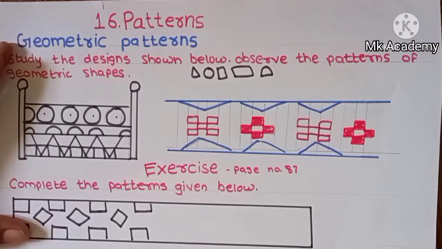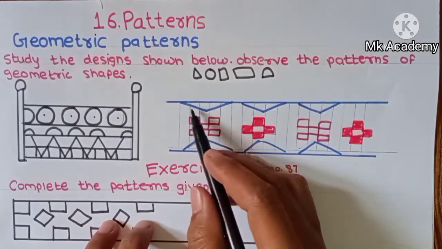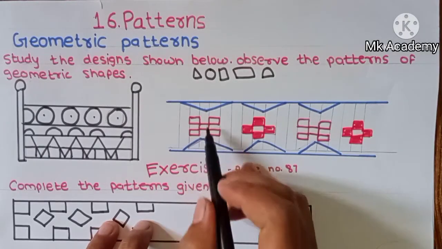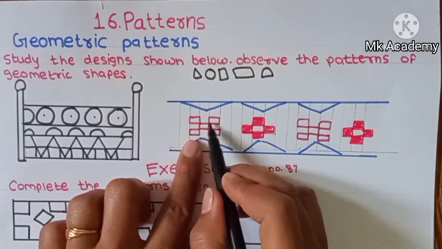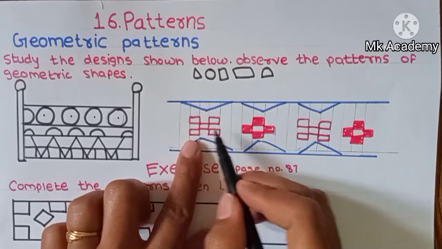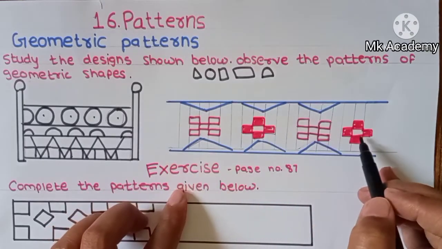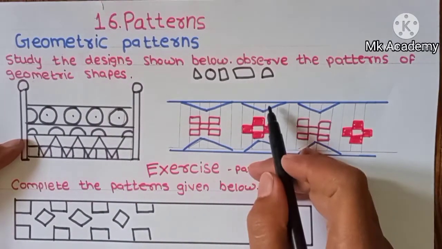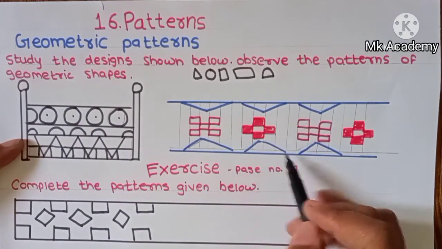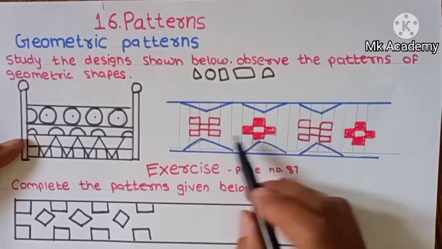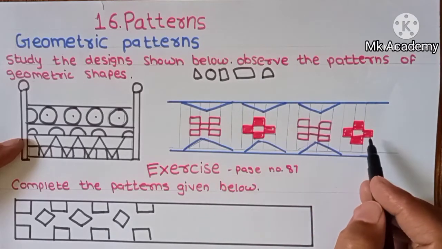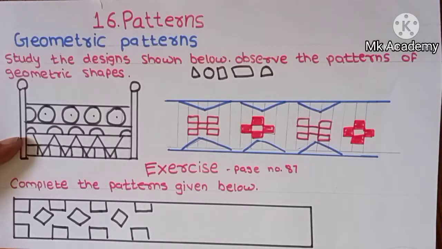Now see the second picture. In this picture there is use of triangles, and here a square. Here we use first 5 squares, then 4, then 5, then 4. This is a pattern. Above and below there are triangles, and in the middle there is a pattern of squares: 5 squares, then 4, 5 and 4. Now depending upon geometrical shapes we solve the exercise on page number 87.